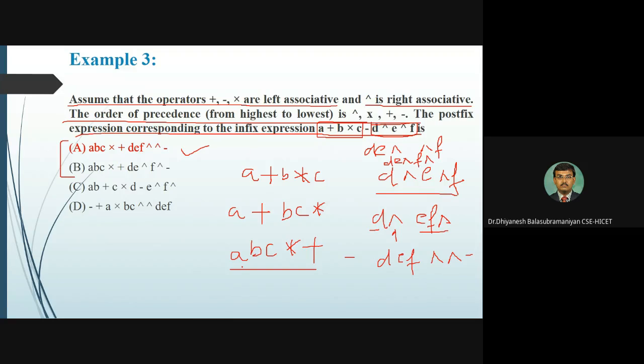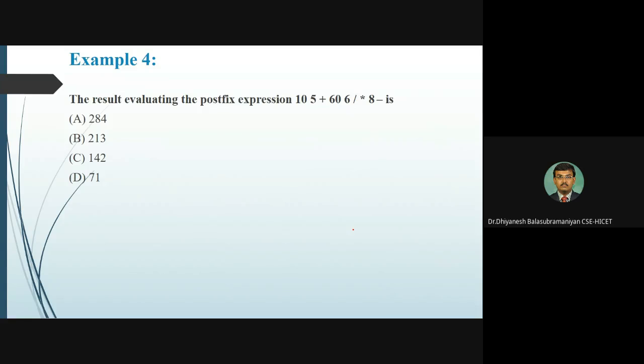If you use the stack method here, it takes hardly 5 minutes to solve. So the simple thing is to understand the question. Assume that the operators plus, minus are left associative and power is right associative. The order of precedence from highest to lowest, leave this highest and lowest. So split the expressions: this is the first expression we need to solve, this is the second expression, and leave the minus. If you solve the first expression, you can find 50% of the answers out of the 4, because these two will be the answers here. And you need to solve the remaining. So this is what you need to do. And the next one we'll see later.